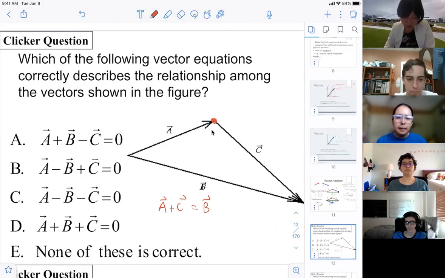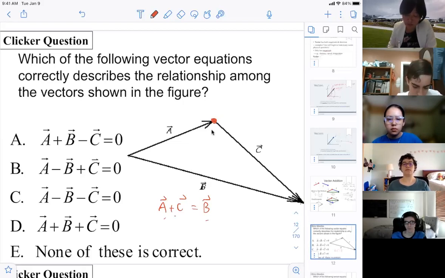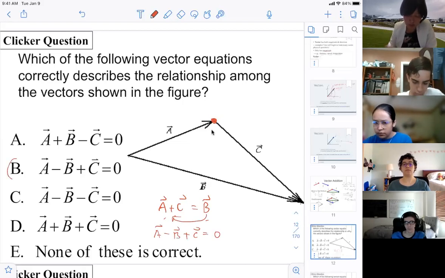Yes, very good. Thank you so much, Juan. So this is conveniently laid out in the head to tail method where A and C are the ones that have been added up, right? So A plus C is a third vector. Here is our B, and you simply manipulate B, move it to the other side, and you put a minus sign when you move it to the other side. So it's going to be this answer. So that's correct. Very good.